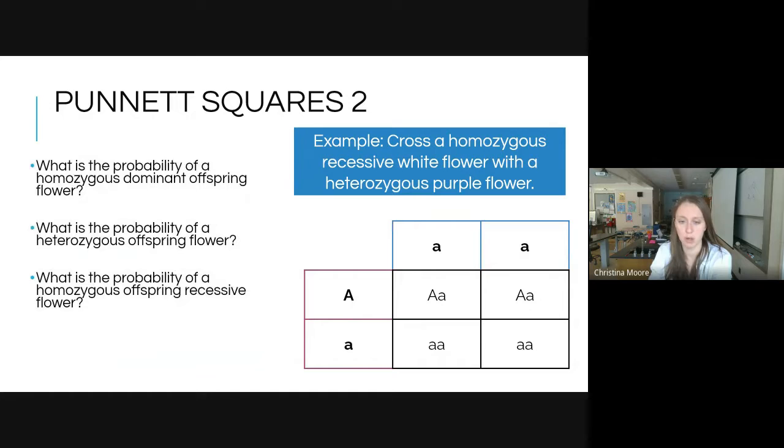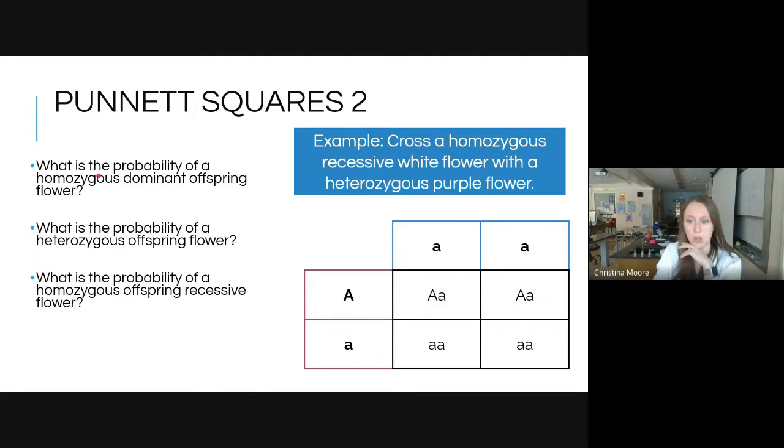With this Punnett square, I can now make some predictions using what I see. So notice how I have 4 black boxes. I'm going to look at those 4 black boxes to answer questions about what's the probability of different things being passed on. There are 3 questions on this page. What's the probability of homozygous dominant? What's the probability of heterozygous? What's the probability of homozygous recessive offspring?